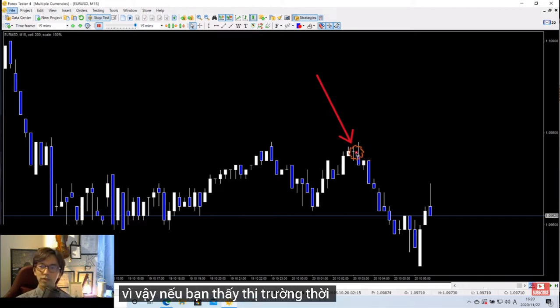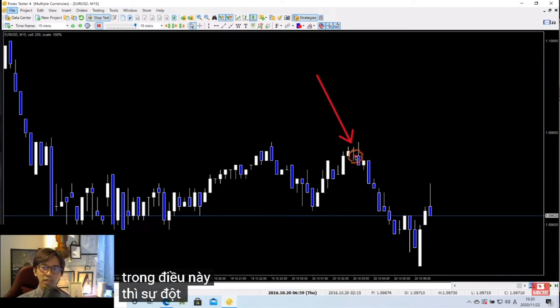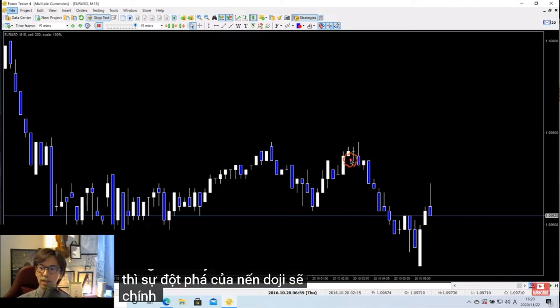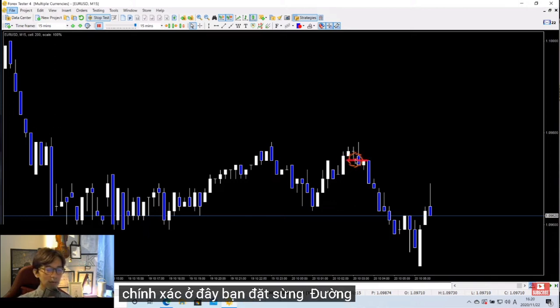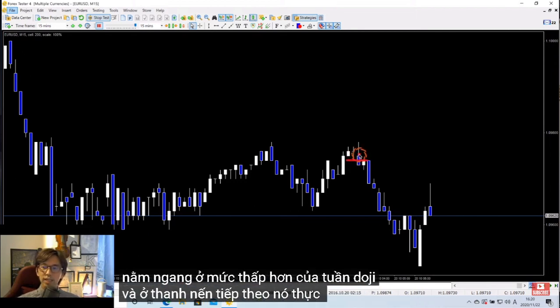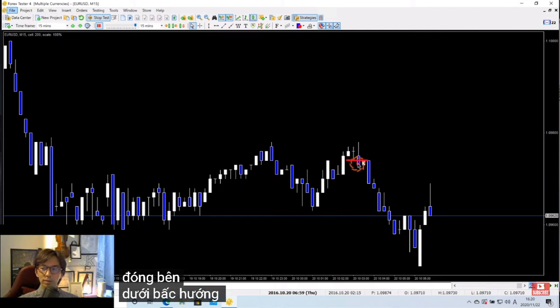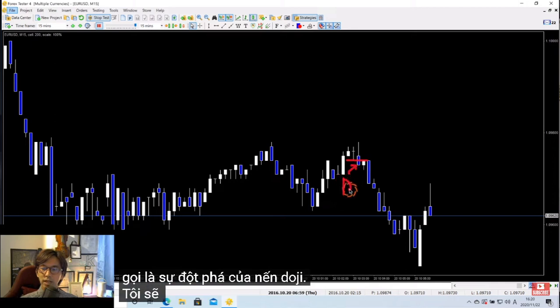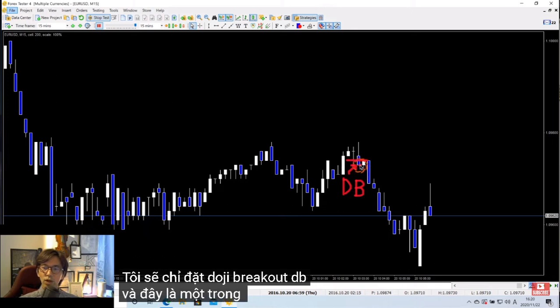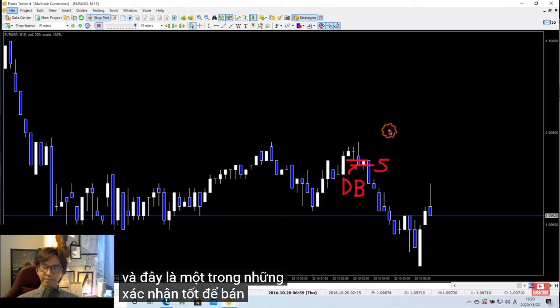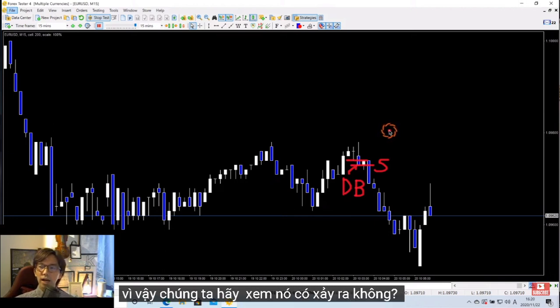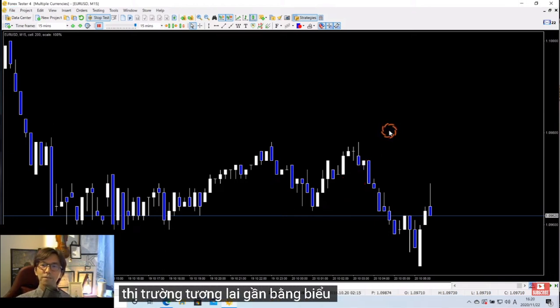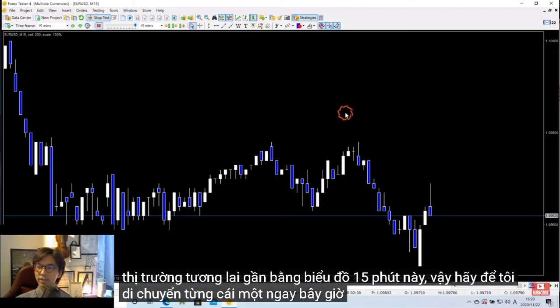So if you see the market real time, like in this one, then doji candlestick breakout will be exactly over here. You put the horizontal line on the lower level of the doji wick, and at the next candlestick, it actually closed below the wick pointing downwards. So this is called the doji candle breakout. I will just put doji breakout DB, and this is one of the good confirmations to sell. So let's see if it happens in the near future market by this 15-minute chart. So let me move one by one now.